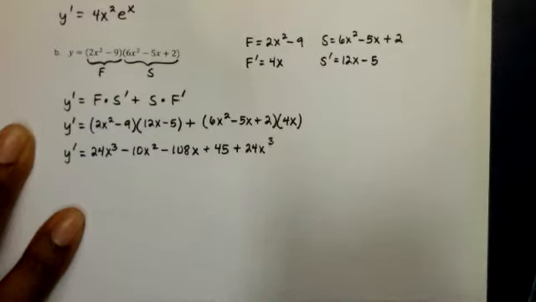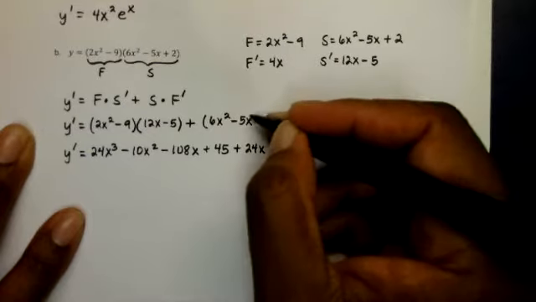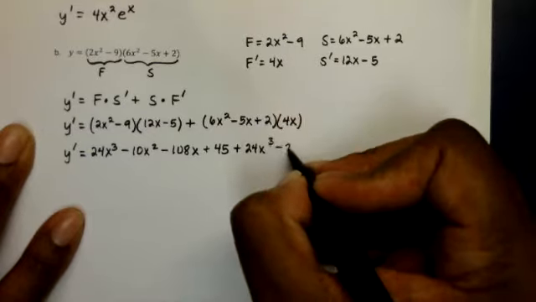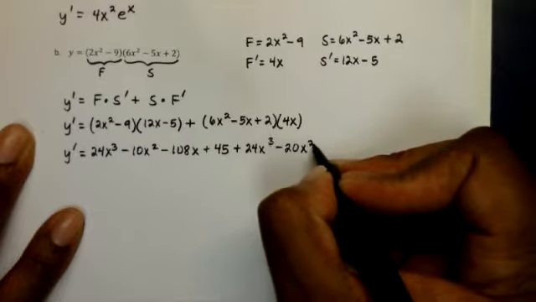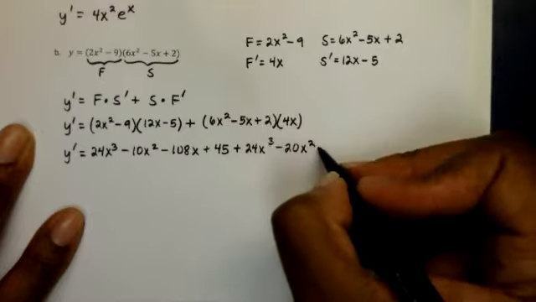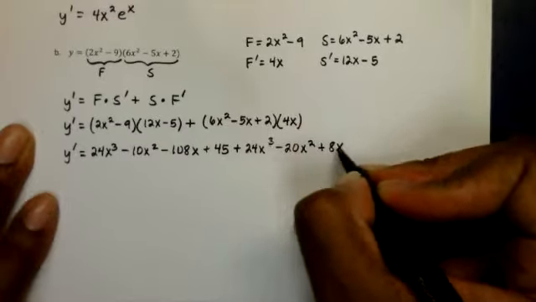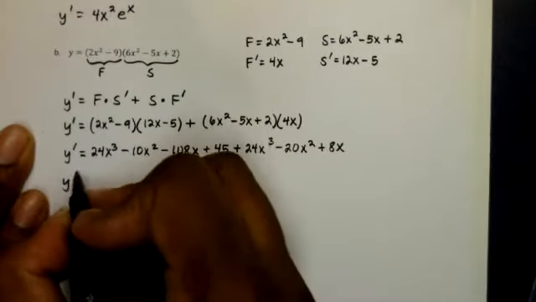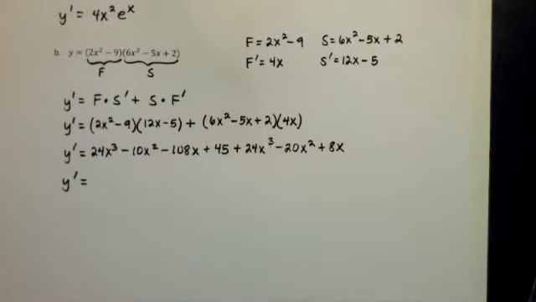And that's an exponent of 3. Now back to the 4x times a minus 5x, that's going to be a minus 20x squared. And then 4x times 2 will be plus 8x. Let's see if I can simplify this here.